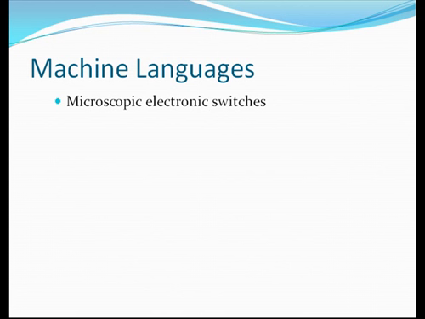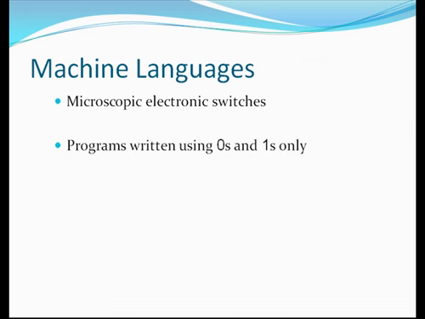Within a computer, all data is represented by microscopic electronic switches that can be either off or on. The off switch is designated by a 0, and the on switch is designated by a 1. Because computers can understand only these on and off switches, the first programmers had to write the program instructions using nothing but combinations of zeros and ones.